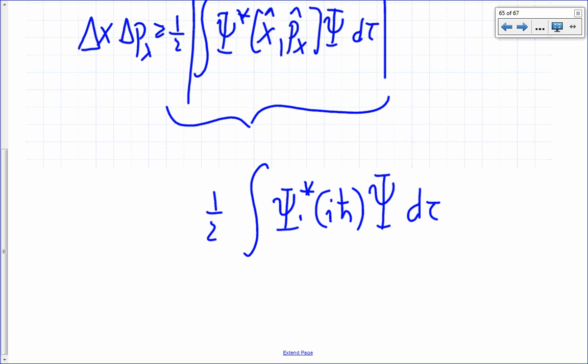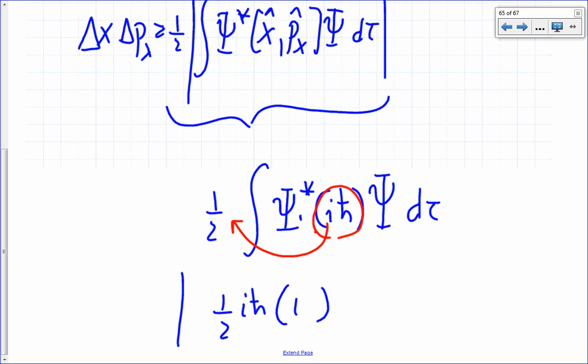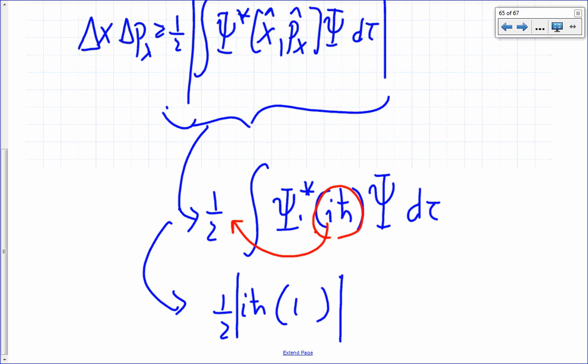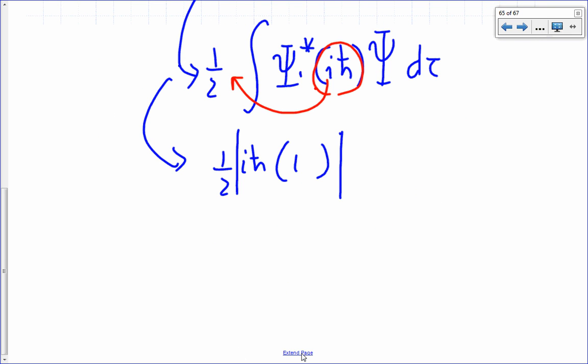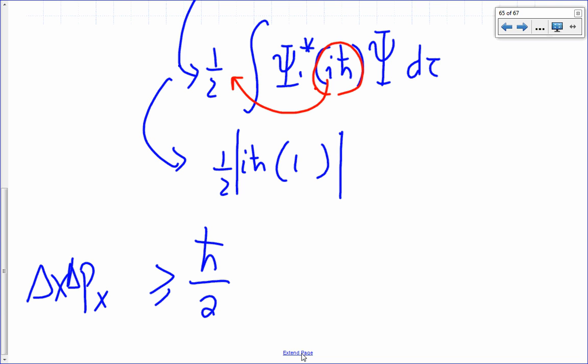This is just a constant. I can pull it out of my integral, right? So that gives me 1/2 i h bar. What's the integral of psi star psi d tau? 1. It's normalized. So that's the absolute value of that. This whole thing is equal to this. And what's the absolute value of i h bar? So this is going to be h bar over 2. Okay, so delta x times delta px is greater than or equal to h bar over 2.